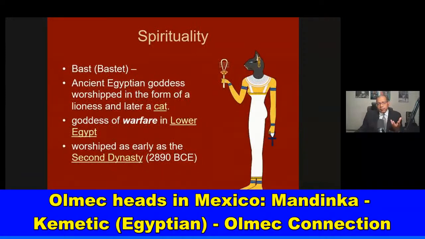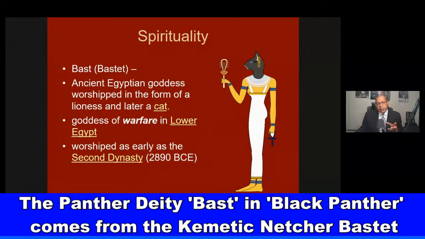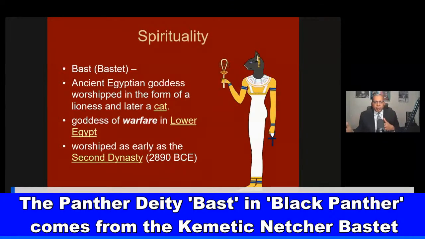Okay, now the Panther deity of Bast that we see in the movie, the Panther deity that watches over Wakanda, that comes from Bastet, which was a deity in ancient Kemet, ancient Egypt, that was in the form of a lioness, okay, and then later a cat. Ancient Egyptian goddess worshipped in the form of a lioness and later a cat, goddess of warfare in Lower Egypt, worshipped as early as the Second Dynasty, around 2890 BCE, before the Common Era.